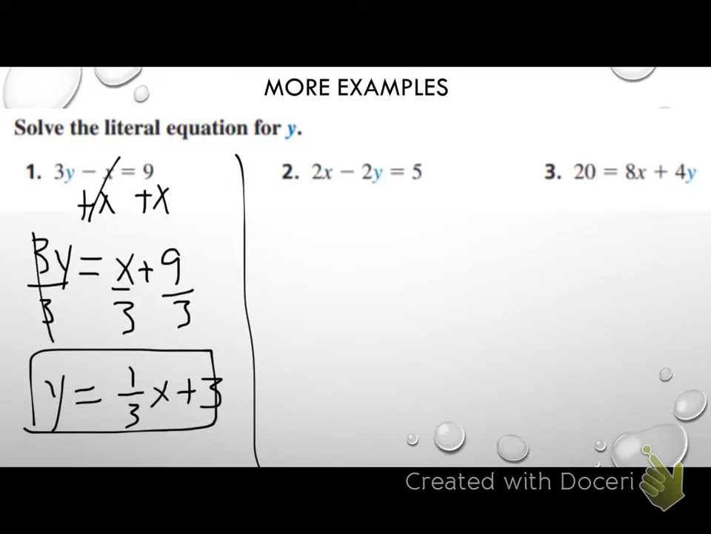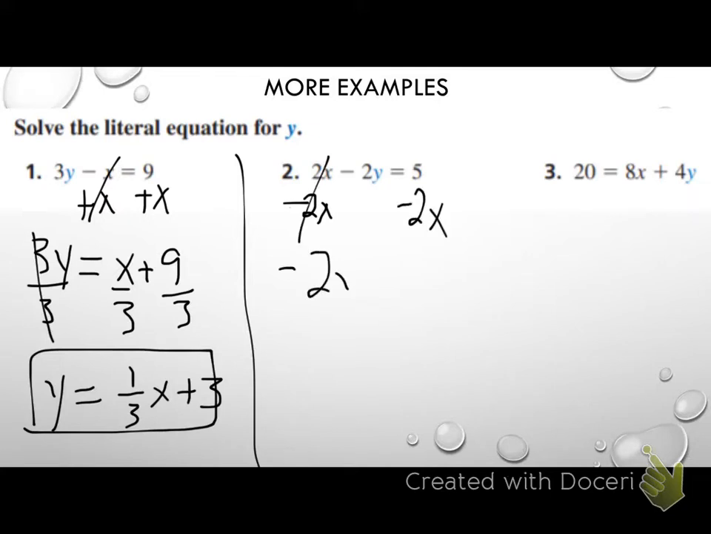Raise your hand if you can give me my first step. Not add 2x. Subtract it, right? It's a positive 2x. So I'd have to subtract it from both sides in order for it to cancel, right? Because 2x minus 2x is going to give me 0. If I added 2x, I would have gotten 4x, which would not have eliminated it from the left. So we have to make sure we do the operation that eliminates it.